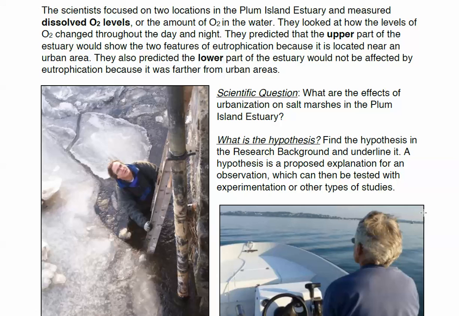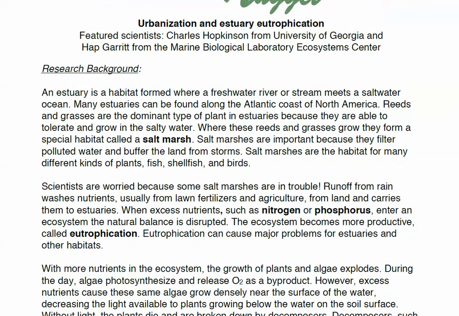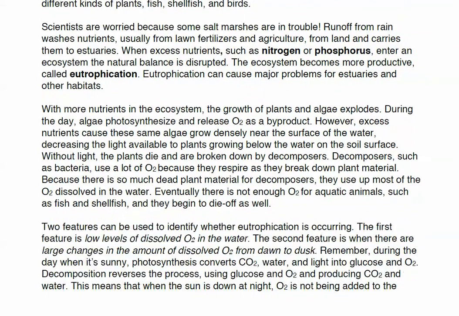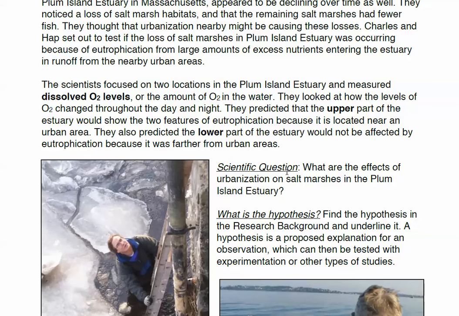So I wanted to take a minute to go over this key that I made for the eutrophication lab with you, and feel free to let me know if you have any questions about it. So this describes some of the background about the ecosystem, which is a salt marsh, the researchers, and the questions they're trying to answer, and also their hypotheses about urbanization and its effects on the salt marsh in a particular estuary. So that was their big research question.